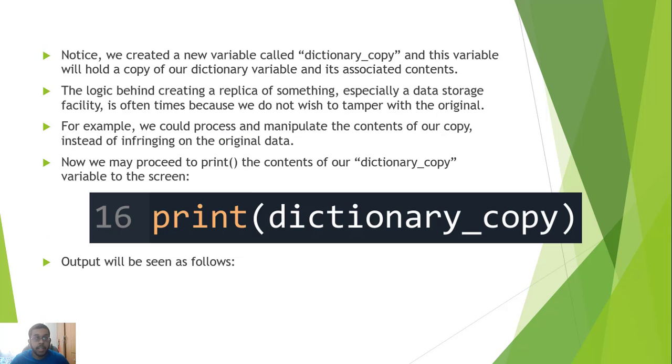Notice we created a new variable called dictionary copy, and this variable will hold a copy of our dictionary variable and its associated contents. The logic behind creating a replica of something, especially a data storage facility, is oftentimes because we do not wish to tamper with the original. For example, we could process and manipulate the contents of our copy instead of infringing on the original data. Now, we may proceed to print the contents of our dictionary copy variable to the screen. Print dictionary copy. Output will be seen as follows.